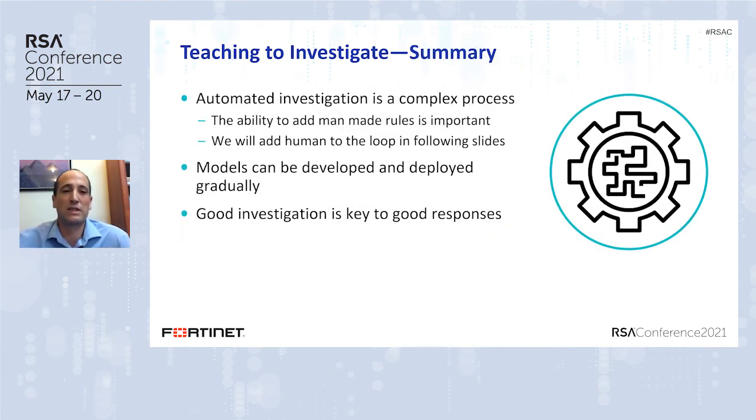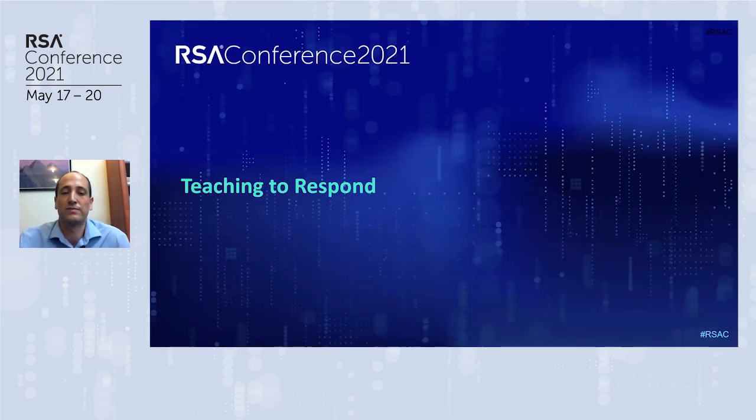Okay, so to sum this part up, automated investigation is complex and humans are needed. But obviously, if done well, it will save endless man-hours. You don't have to develop everything at once. You can deploy it gradually. And as we will see, it is the key for good responses.